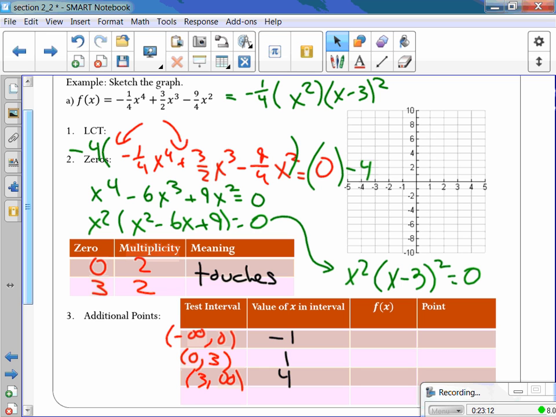So now when I evaluate at negative 1, we set x equals negative 1. And here we're going to get what? Negative 1 minus 3 is negative 4 squared, so positive 16 times that negative 1/4, negative 4. Evaluating it at positive 1, what do we get?